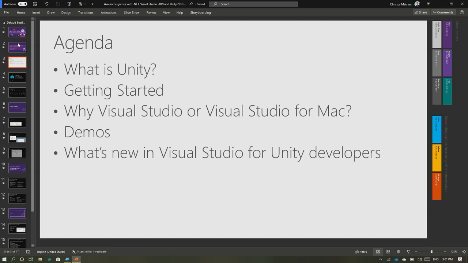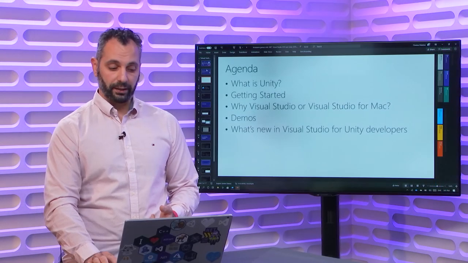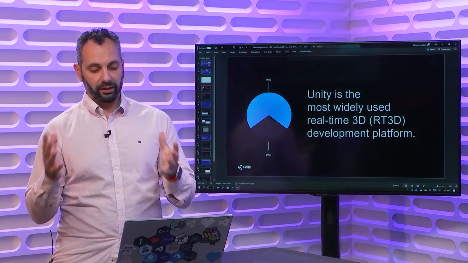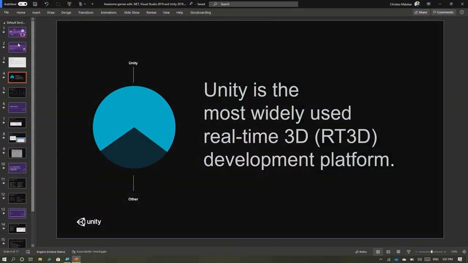And finally, we'll talk about why Visual Studio is so well aligned with Unity and what makes it such a great product for debugging and writing your games or your 3D real-time applications. And hopefully at the end, we'll leave you with some learning materials and set you up for the next few sessions of the day. So getting started, Unity, of course, is the most widely used real-time 3D framework.